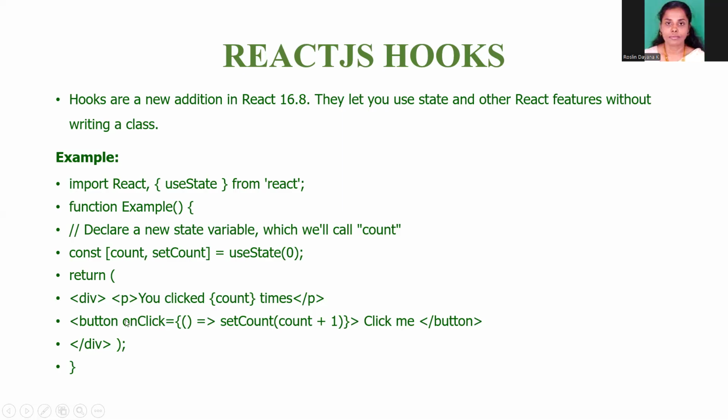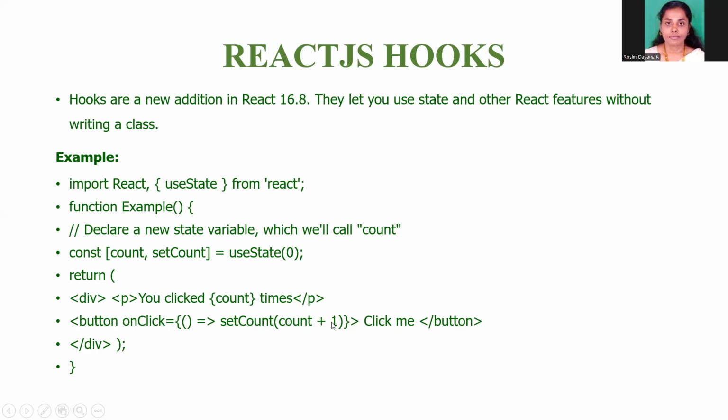So inside the div container, we have a paragraph. You clicked count, whichever count is there, that will be written there. Initially, it is 0. You clicked 0 times. And we have a button inside this div. On click of the button event, an arrow function is used here and the count value is set here: setCount of count plus 1.